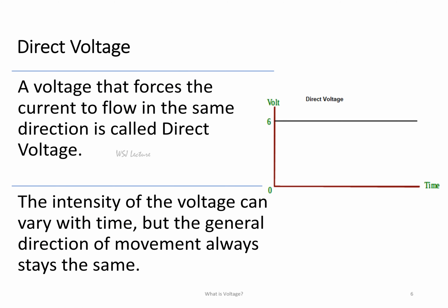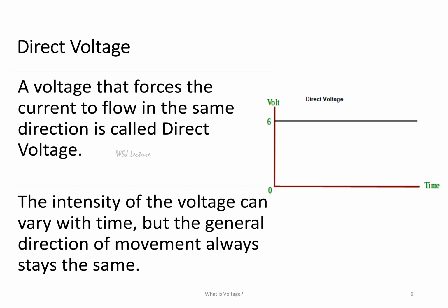Direct voltage. The voltage that forces the current to flow in the same direction is called direct voltage. The intensity of the voltage can vary with time, but the general direction of the movement always stays the same. Here is an example for direct voltage. In this graph, the voltage of the source is 6 volt and it remains the same for a particular duration of time.